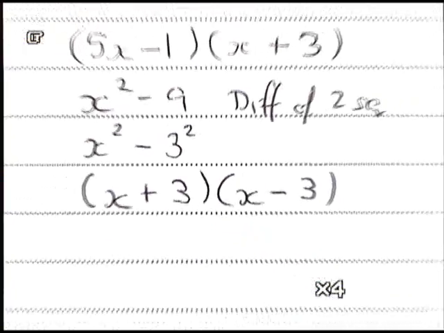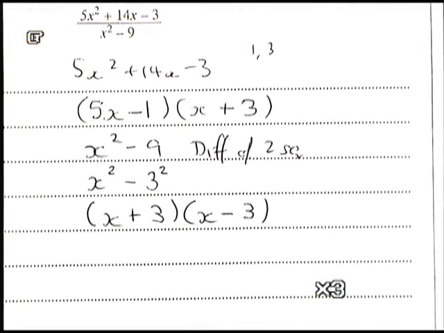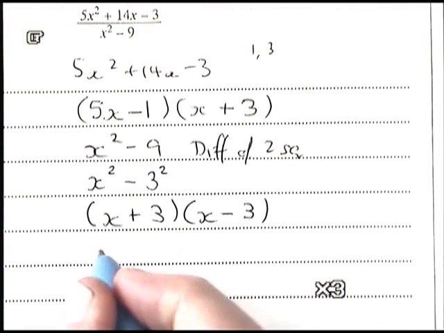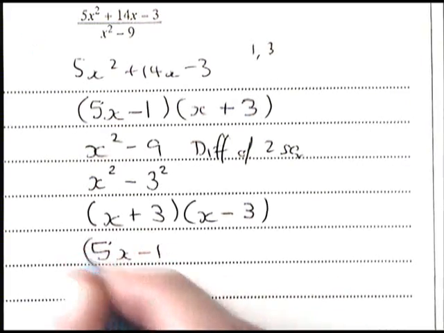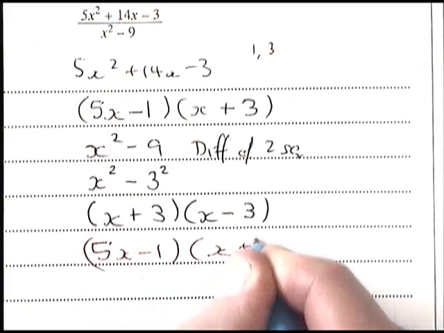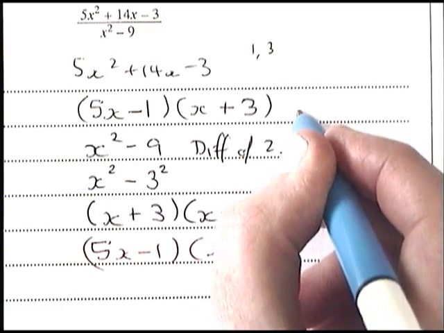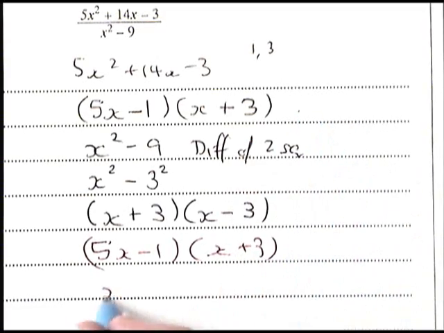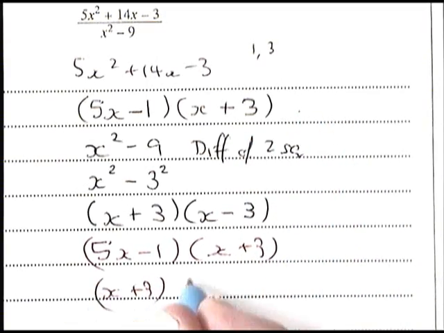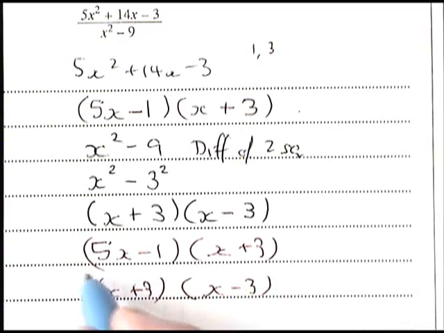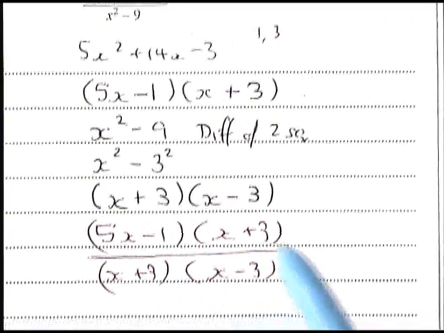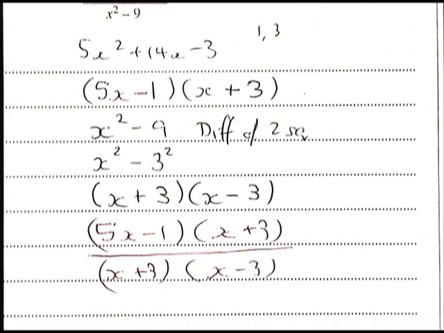So what I've got now is I've rewritten the top and the bottom. So the top I rewrote as 5x minus 1 times by x plus 3. That is that line there. The bottom I rewrote like this. X plus 3, x minus 3. So my fraction now becomes this here.